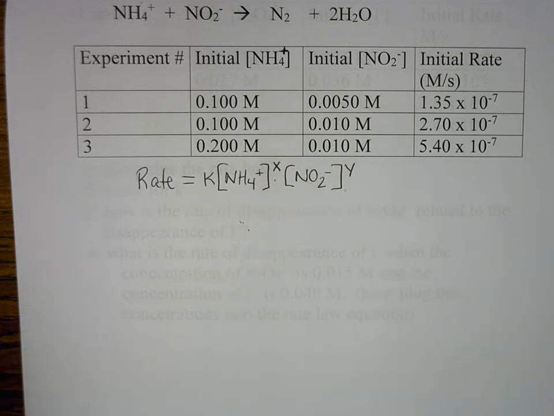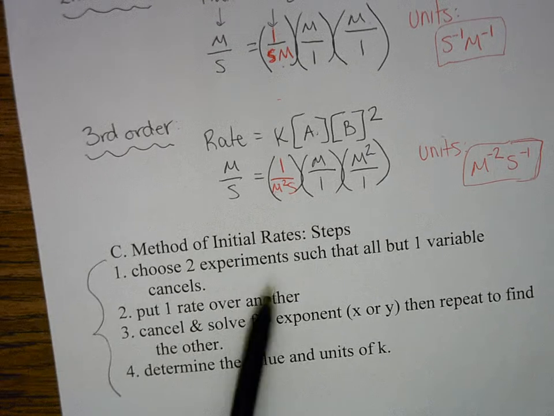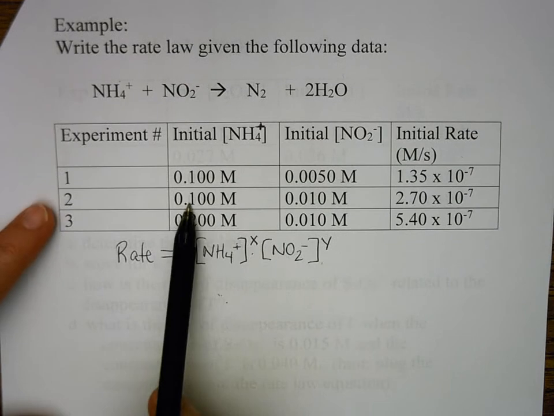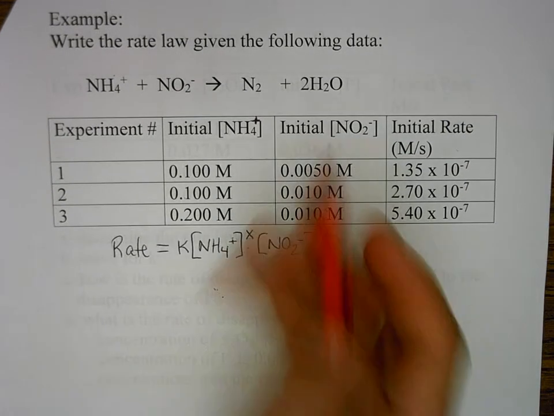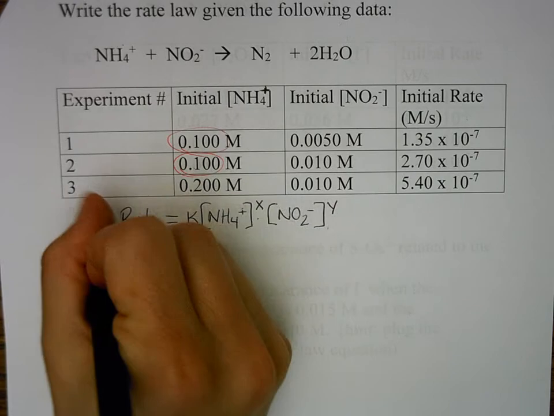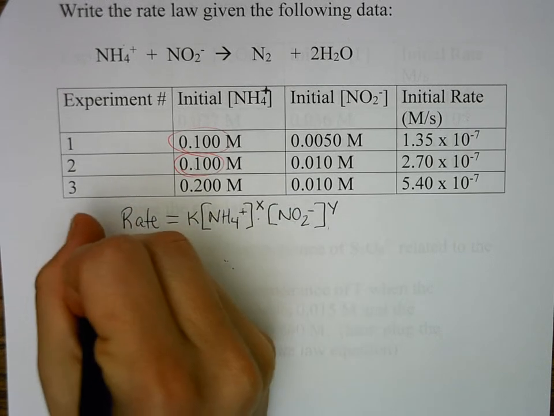Okay. So the next step after you do that, it says to choose 2 experiments so that one variable will cancel. Now, if you look at experiment 2 and experiment 1, I have numbers here that are the same. So I have 0.1 molar and 0.1 molar. So if I set one of those over the other, that 0.1 is going to cancel. So what I'm going to do is take all of my experiment 2 stuff and put it over all of my experiment 1 stuff.